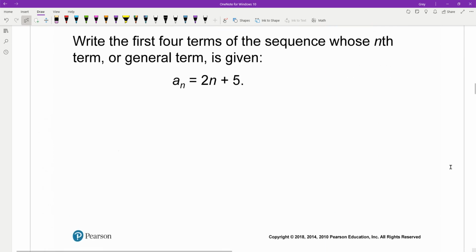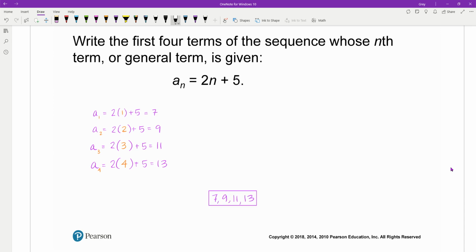So if you were going to write the terms of that sequence, remember the domain is the set of positive integers. So I'm going to start with 1 to find a sub 1. And whatever term I'm finding, I'm going to plug that in for n. So 2 times 1 plus 5 is 7. So my first term is 7. A sub 2 is 2 times 2 plus 5, which is 9. A sub 3, 2 times 3 plus 5, which is 11. A sub 4 is 2 times 4 plus 5, which is 13. So the first four terms of my sequence are 7, 9, 11, and 13.